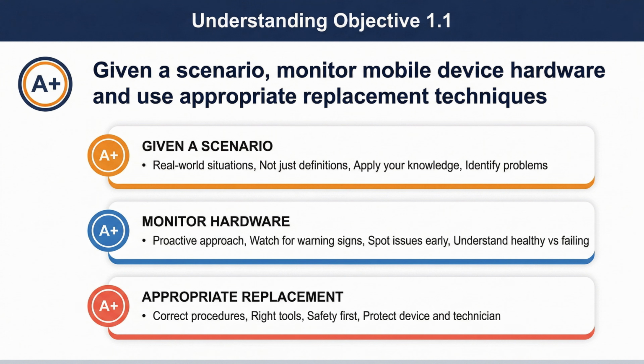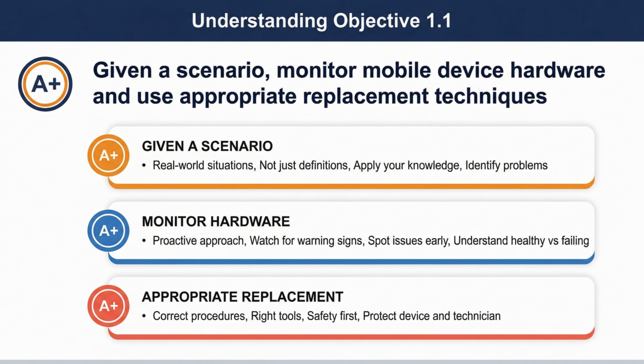And the words appropriate replacement techniques tell you that there is a right way and a wrong way to replace every component. The exam wants to know that you will choose the correct approach, use the correct tools, follow the correct safety procedures, and handle components in a way that protects both the device and the person doing the work. That is the full meaning of Objective 1.1. And every video in this series on this objective is built around those three things.